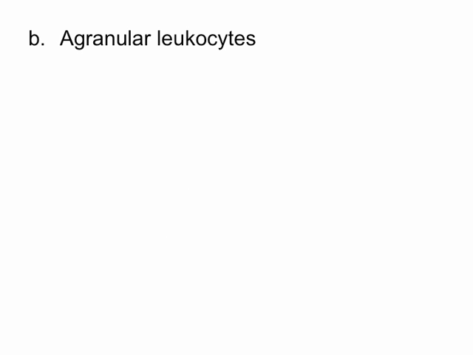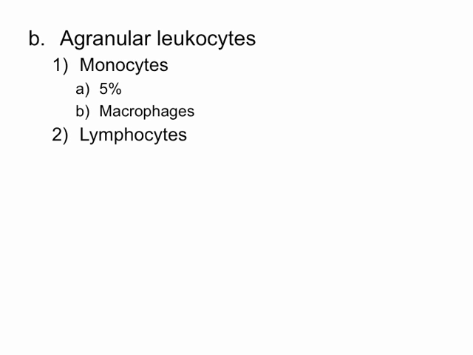Now we're going to look at the agranular leukocytes. The first of those is something called a monocyte. These are 5% of the circulating white blood cells. And they function as macrophages, so big eaters again. Their function would be to phagocytize large particles. Lymphocytes is the last of the white blood cells. These are about 30%. And these are responsible for immunity.